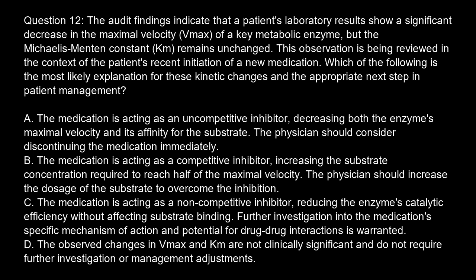Option B. The medication is acting as a competitive inhibitor, increasing the substrate concentration required to reach half of the maximal velocity. The physician should increase the dosage of the substrate to overcome the inhibition. Option C. The medication is acting as a non-competitive inhibitor, reducing the enzyme's catalytic efficiency without affecting substrate binding. Further investigation into the medication's specific mechanism of action and potential for drug-drug interactions is warranted. Option D. The observed changes in Vmax and Km are not clinically significant and do not require further investigation or management adjustments.